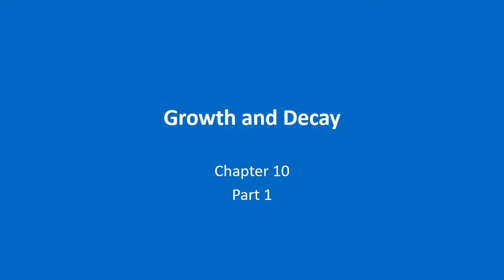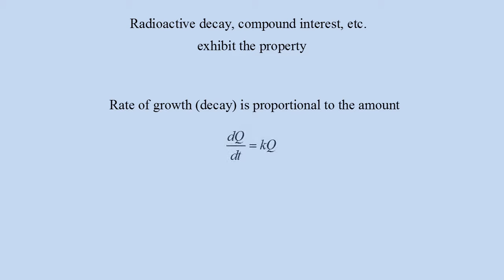You may have seen growth and decay in Calculus 2. There are a number of things where the rate of growth is proportional to the amount. That's what this is saying. The change in quantity with respect to time, or rate of growth, or decay, is proportional to the quantity itself. You can see a lot of investments work that way if they're compound interest, radioactive decay, and a number of other things.